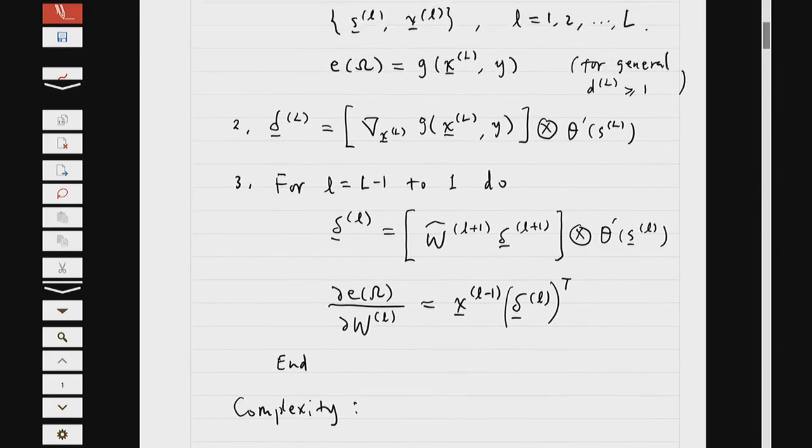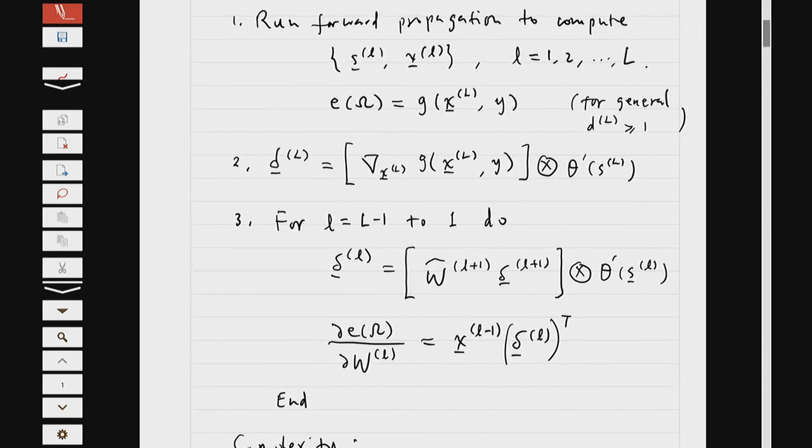Well, the first line is a forward propagation. We know the forward propagation causes big O of Q complexity, right? Where Q is the number of weights. I hope this rings a bell. And then the second step, it's just one layer. I mean, this cost is really negligible. There's really no cost there.